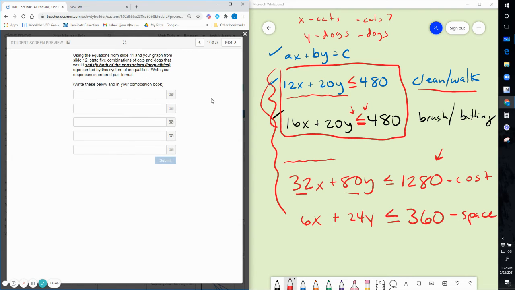All right, using the equation from slide 11 and your graph from slide 12, state 5 combinations of cats and dogs that would satisfy both of the constraints. Okay, represented by the system of inequalities. Write your responses in the ordered pair form. So I'm going to help you. Here we go. Slide 11, slide 12.